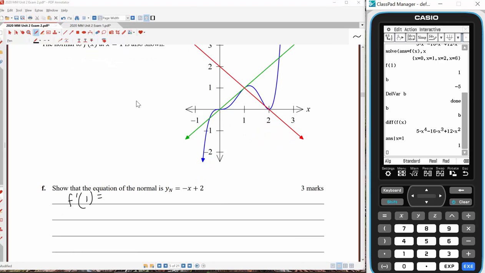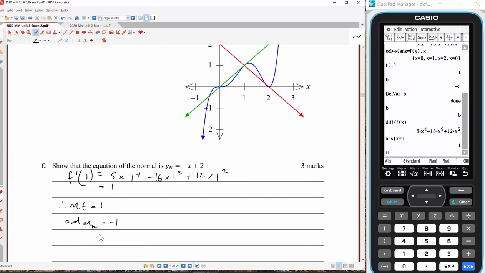Now the answer should be 1. Yep, and it is. F dash 1 equals, so this is a show question, so I'd be more inclined to put those values in. So 5 times 1 to the 4 take 16 times 1 to the 3 plus 12 times 1 to the 2 equals 1. Right, so show what you're actually doing. So therefore, m tangent equals 1, and m normal equals -1/1, which is just -1.